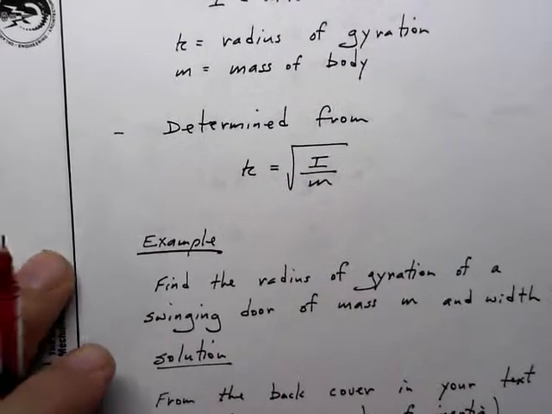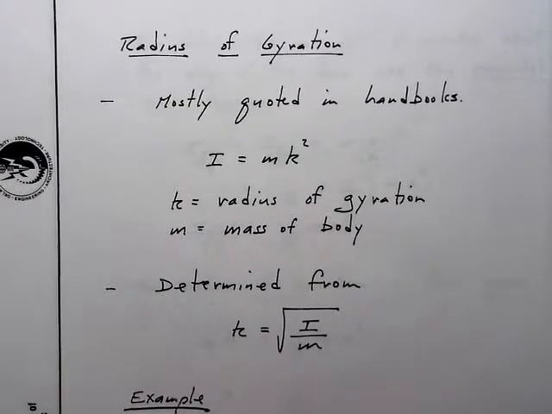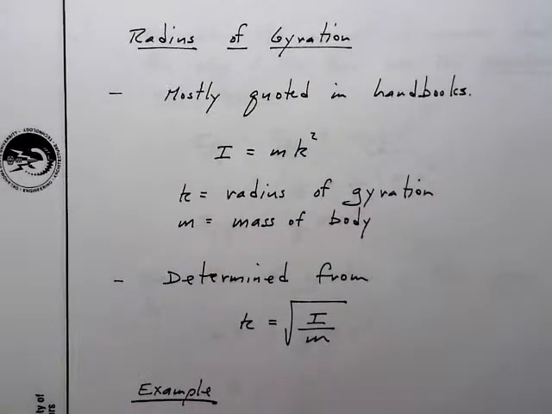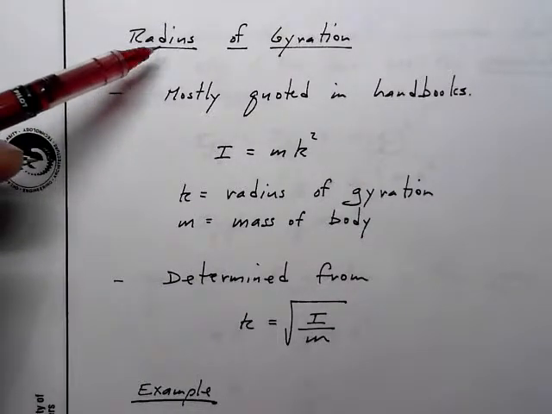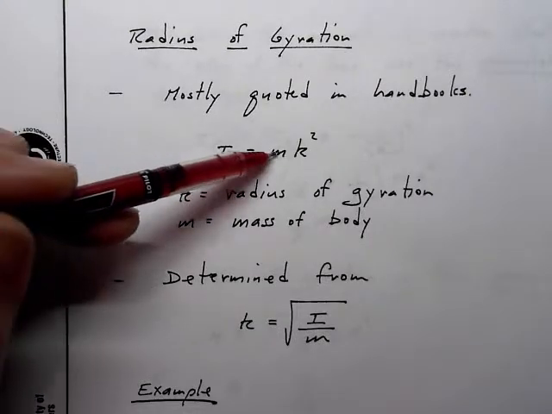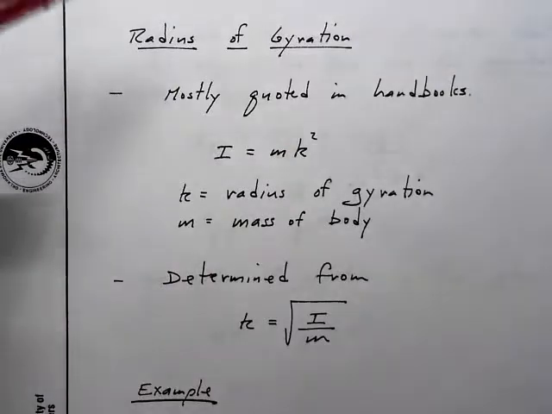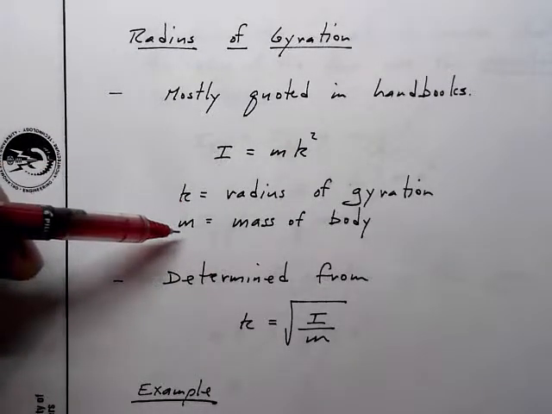We will be using moment of inertia a little bit later in calculations, and we can use the definition of the moment of inertia to calculate it, or we can go to tables to calculate it. But there's another property that is very closely related to moment of inertia, and it's called the radius of gyration. The radius of gyration related to moment of inertia is the mass times some quantity k squared, where k is the radius of gyration, m is the mass of the body.